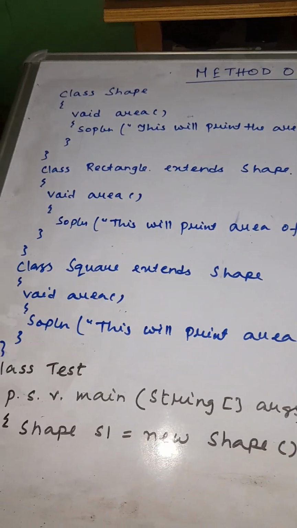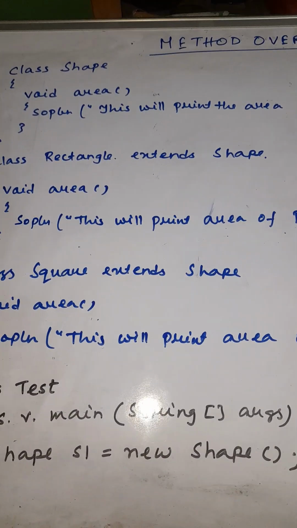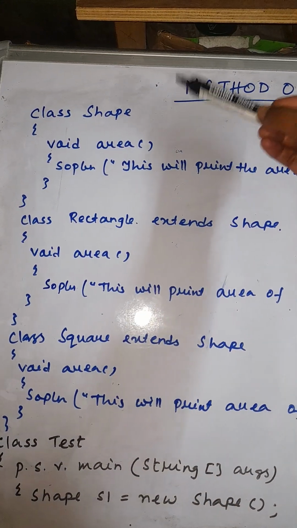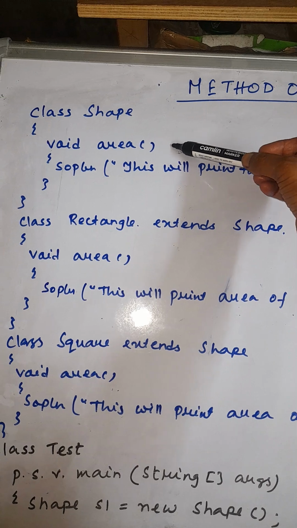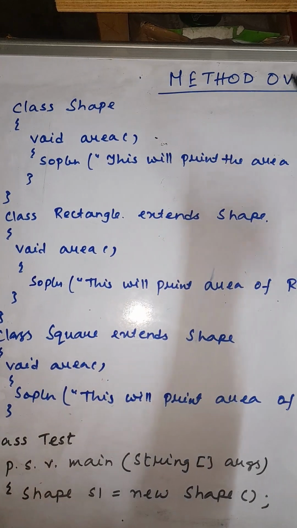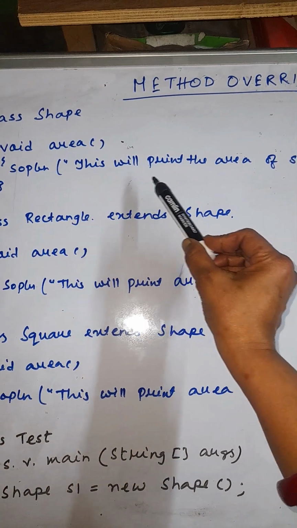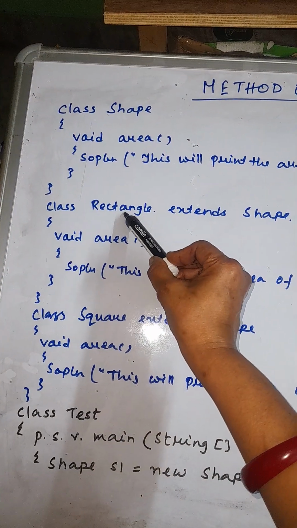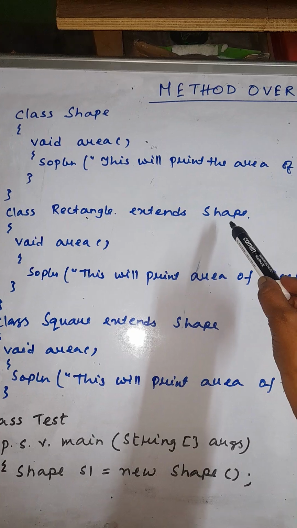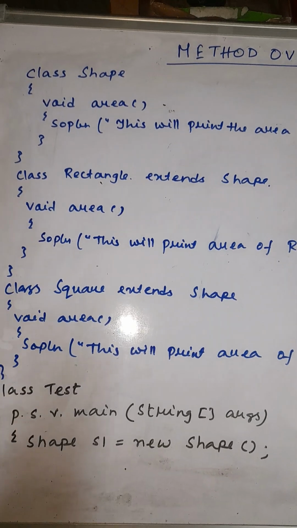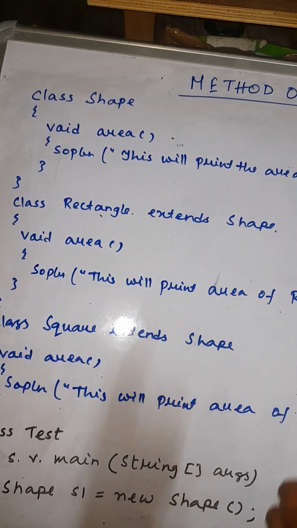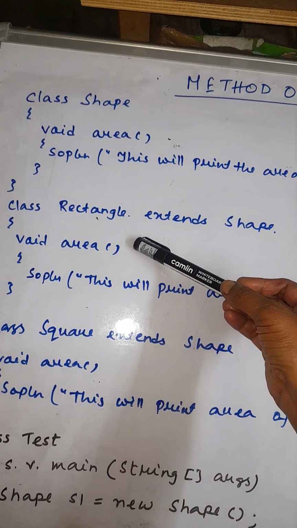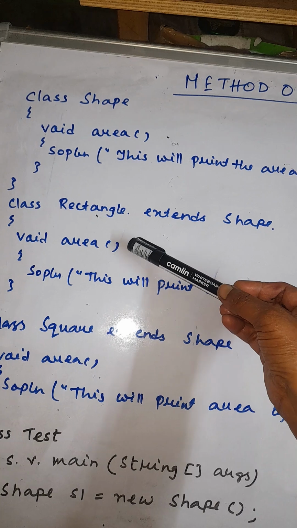Now, see the example. I have one class, the class Shape. Within the class Shape, I have one method, the method area. Clear? This area method will print the area of the shape. Now here I declare one Rectangle class which extends from Shape. Within the Rectangle class I also have one more method, also called area.